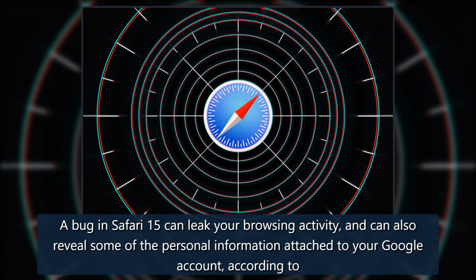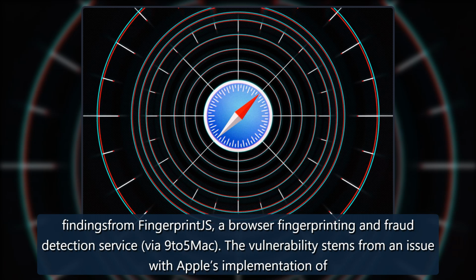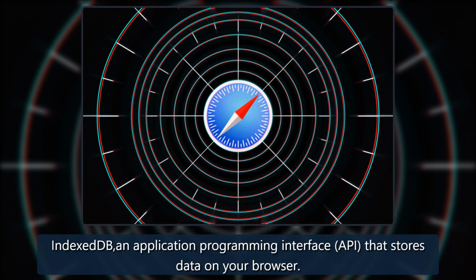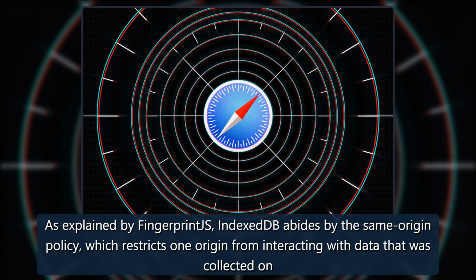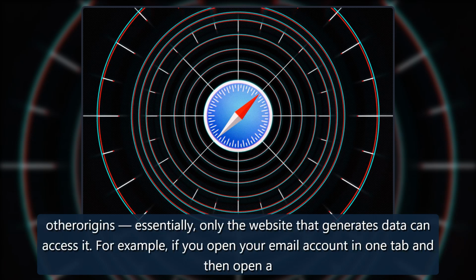A bug in Safari 15 can leak your browsing activity and can also reveal some of the personal information attached to your Google account, according to findings from Fingerprint.js, a browser fingerprinting and fraud detection service, via 9to5Mac. The vulnerability stems from an issue with Apple's implementation of IndexedDB, an application programming interface (API) that stores data on your browser. As explained by Fingerprint.js, IndexedDB abides by the same origin policy, which restricts one origin from interacting with data that was collected on other origins.